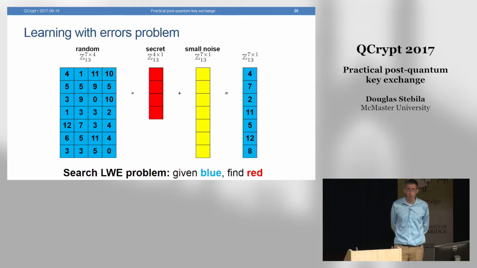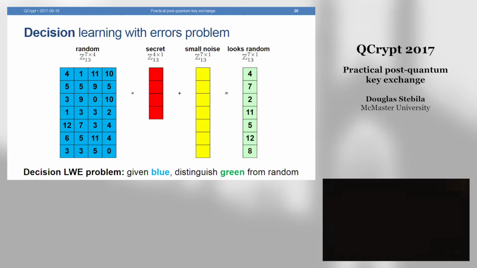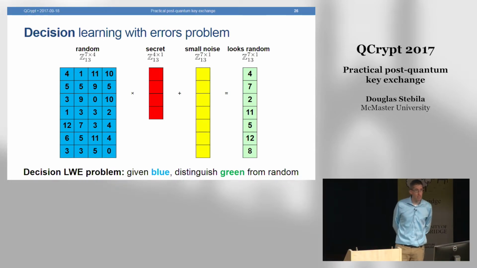Now there's another version of this problem called the decision learning with errors problem. Okay? Here again, I take a blue matrix, multiply it by a red secret vector, and add my noise. And it turns out the result that I get seems to look random. So in the decision learning with errors problem, I either give you the real result, or I give you a uniformly random vector and ask you to decide which. And the decision learning with errors problem is quite useful for building cryptography because we like things that look random. We can use those random looking things as keys. So these are the two main problems in lattice-based cryptography.